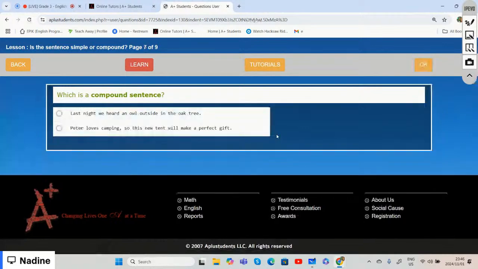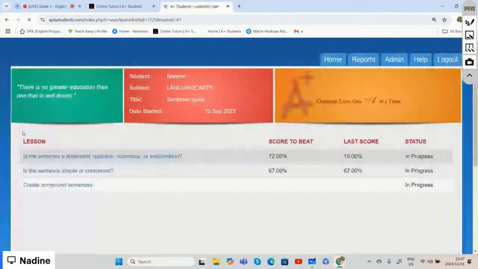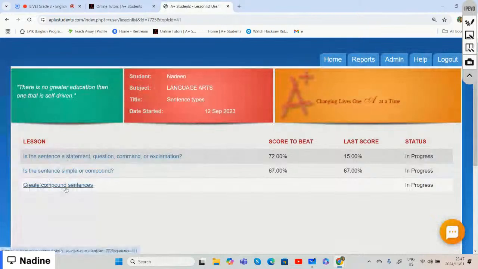All right. So this is now the end of our lesson on sentence types. We didn't even get to creating compound sentences, but this is the end of our lesson on sentence types. We said that we have simple sentences and compound sentences. A simple sentence consists of one subject and one predicate, whereas a compound sentence consists of two simple sentences that are joined by a coordinating conjunction, which is and, but, or so.